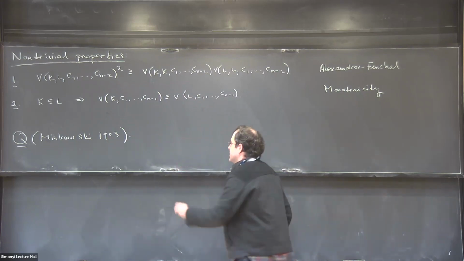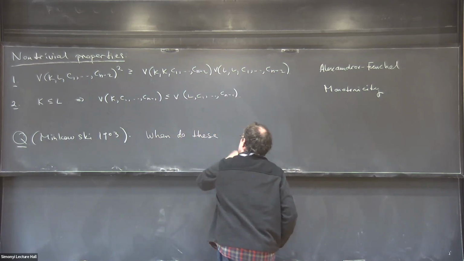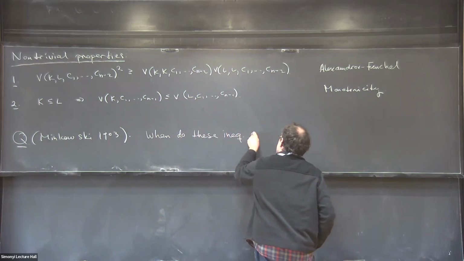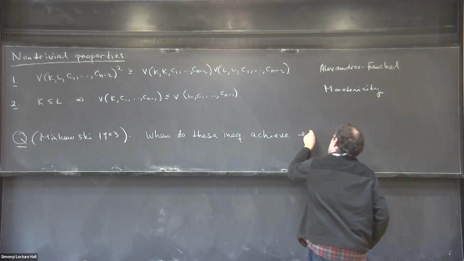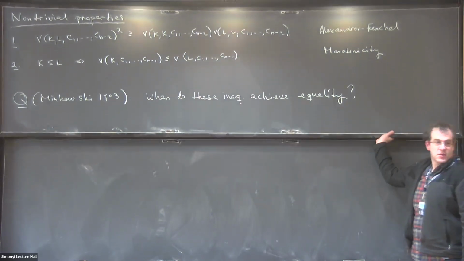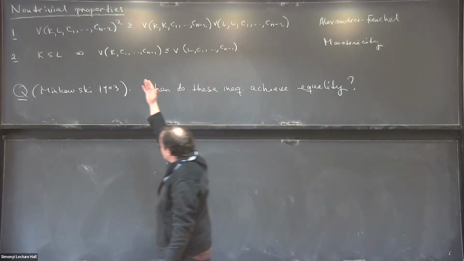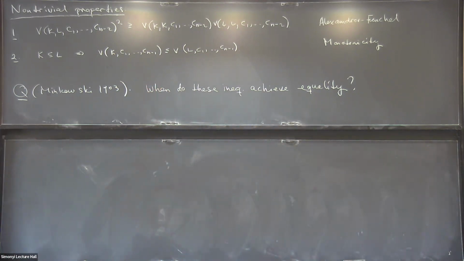So there's a basic question of Minkowski: when do these inequalities achieve equality? It dates back to Minkowski's original paper. And for the Alexandrov-Fenchel inequality, I discussed this at some length a few weeks ago. And there, even for the very simplest kind of bodies like polytopes, this was completely unclear. And we made a lot of progress on that with Yair Shenfeld. So that's the Alexandrov-Fenchel inequality.